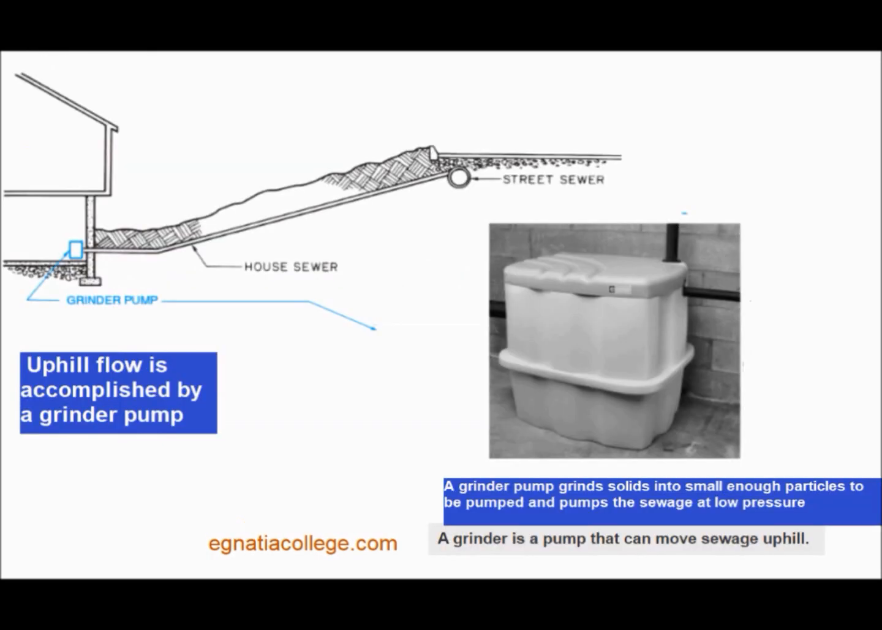In some cases, sewers may have to flow uphill. Uphill flow is accomplished by a grinder pump. A grinder pump grinds solids into small enough particles to be pumped and pumps the sewage at low pressure. Building sewer.